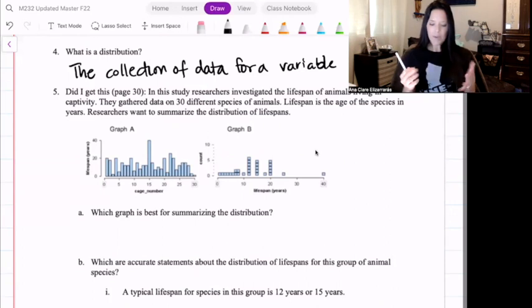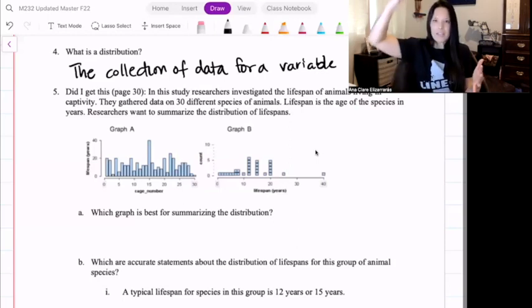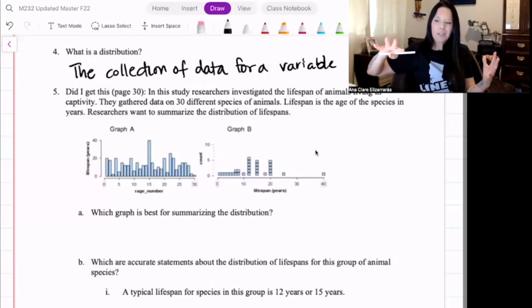In graph A, we're given on the left-hand side the lifespan in years, and then the cage number on the x-axis. In graph B, we're given the count on the left-hand side and the lifespan in years on the x-axis. They ask, which graph is better for summarizing the distribution? Well, graph A with the cage numbers doesn't really help us, and we see the different ages fluctuating. It's not a really good picture. Graph B is the better picture.